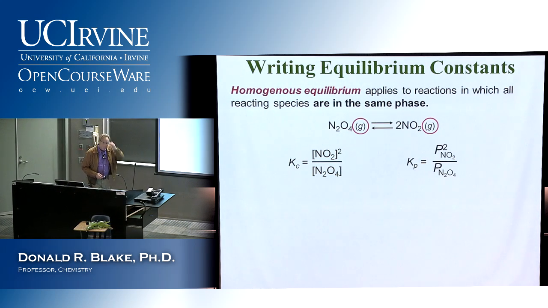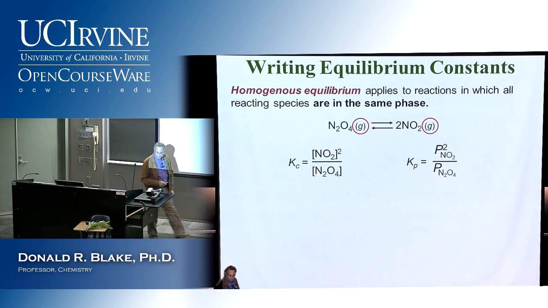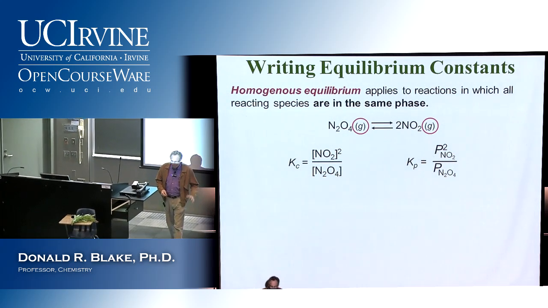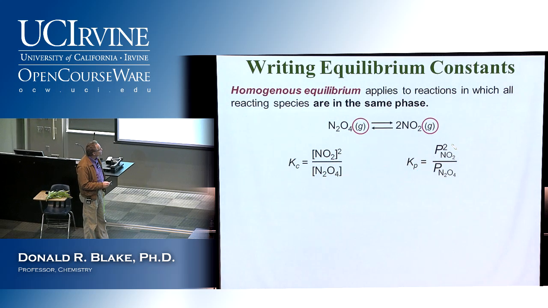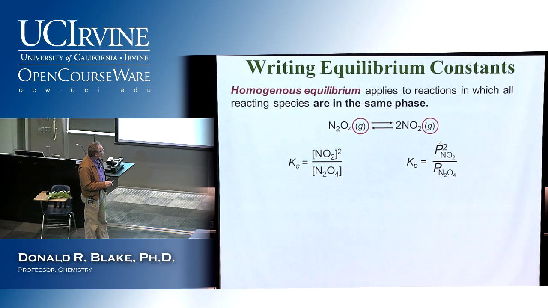Okay, now, if instead you're given pressure, and not moles per liter, but pressure, then it's this. K sub P is equal to, and this is the same thing. That 2 there is the square. Okay, so it's the pressure of the NO2. That whole thing just says that the pressure of the NO2 squared divided by the pressure of the N2O4.